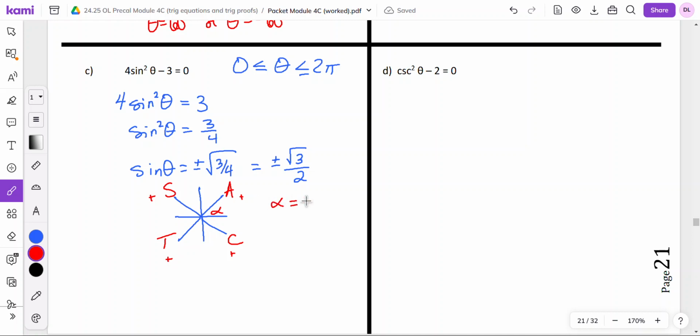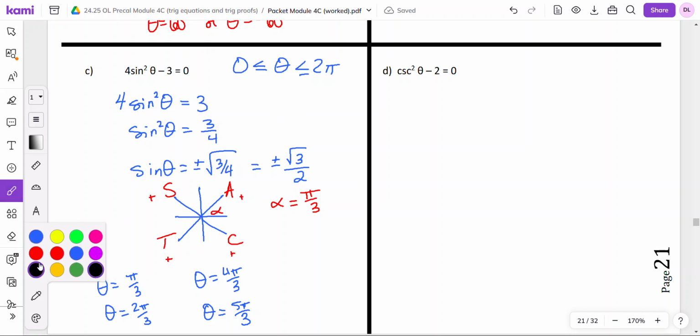Our reference angle we know is going to be pi over 3, because root 3 over 2 is where we get from our unit circle. And so that means that our solutions are going to be theta equals pi over 3, theta equals 2 pi over 3, theta equals 4 pi over 3, and theta equals 5 pi over 3, right? We know we're going to have 4 solutions on our interval.